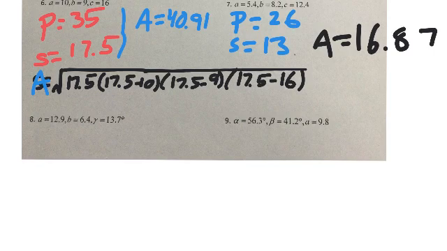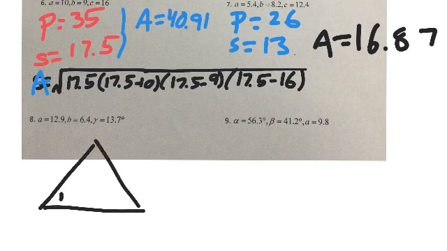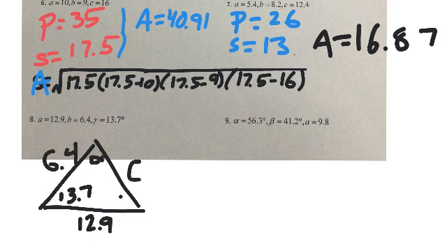Okay. Now when I look at 8, I've got an angle. So it may help us to draw this out. If this is my angle 13.7, then the side opposite that is C. I can call this A, so that means that's alpha. I can call this B, so that means this is beta. So I've got the two sides and an included angle. It's the angle between those two sides.